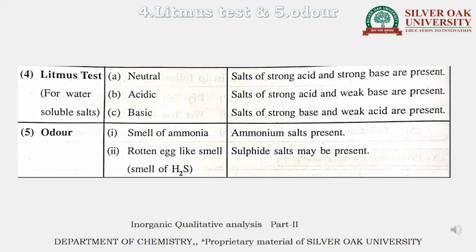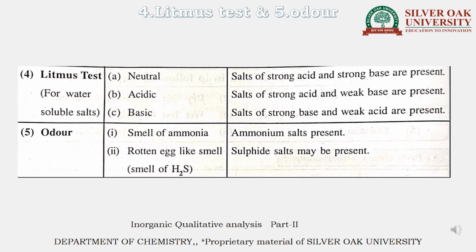Now our fifth test is odor, the smell of the salt. First one is if there is a smell of ammonia, then ammonium salt is present. So how would you know the smell of ammonia? If you go to the lab, check the bench reagent named ammonium hydroxide. It is an aqueous solution of ammonia, so you can smell it, and that is the smell of ammonia. Ammonium salt may be present if it smells like ammonia.